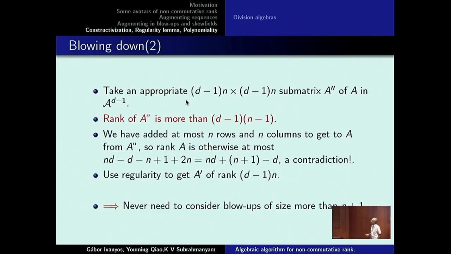So why is this? If this matrix does not have full rank, then it has rank at most dn minus d minus n plus 1. But to go from A double prime to A, I have added n rows and n columns. How much can the rank increase by? The rank can only increase by 2n. So the rank of the final matrix would be at most this much. But we've assumed that D is bigger than n plus 1, so this would mean that the rank of A prime that I started off with is smaller than the full rank that we assumed. So this tells you that we don't have to go up to a blow-up of size more than n plus 1.